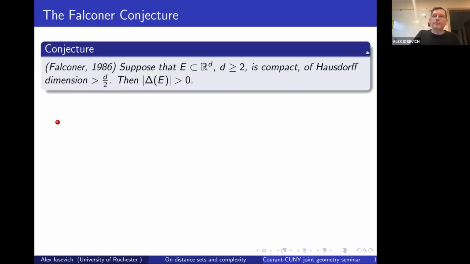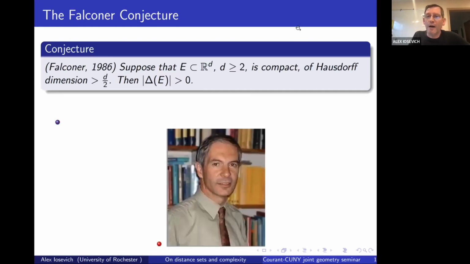All right. So this is a conjecture, 1986, which flows out of what we just discussed, that if you have a compact set of Hausdorff dimension bigger than d over 2, then the Lebesgue measure of the distance set is positive. And this is a picture of Kenneth Falconer, also shamelessly lifted off the internet. Also, please don't tell Kenneth, but he doesn't look like that anymore.